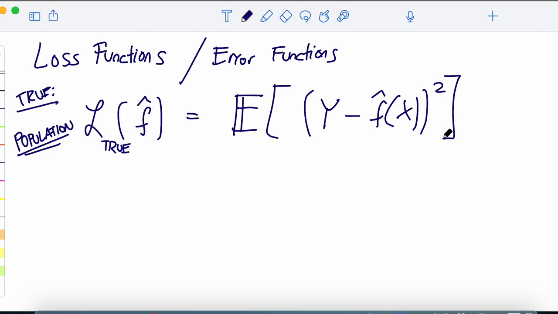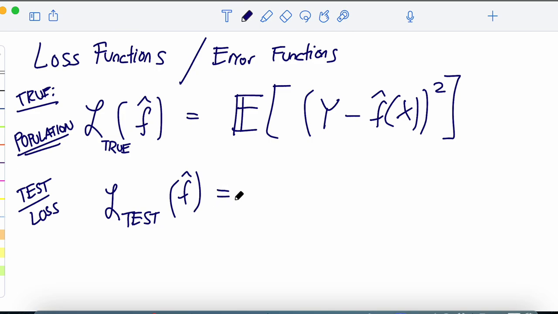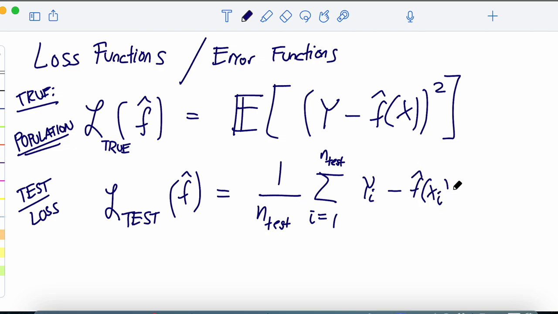We also have another one that we did last time, which is called the test loss. And that is the loss where you hold out some points as a test set. We have these points, we didn't use them in the training, they are test points, we have some number of them, and we just do the average of, summing this up, y_i minus f hat of x_i all squared. That is what we looked at before. So this was the loss for the test set.